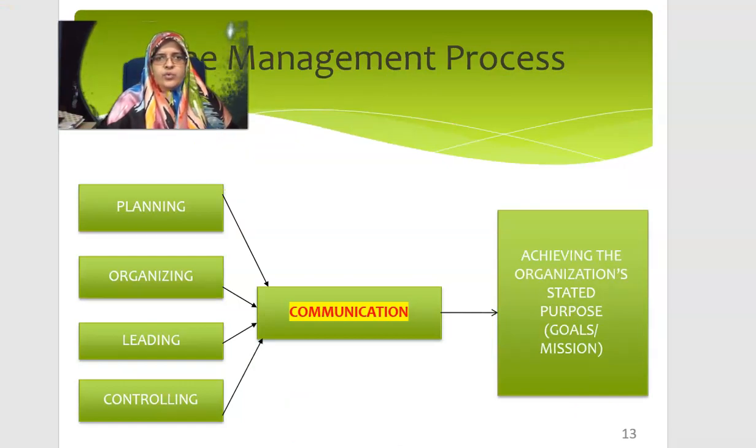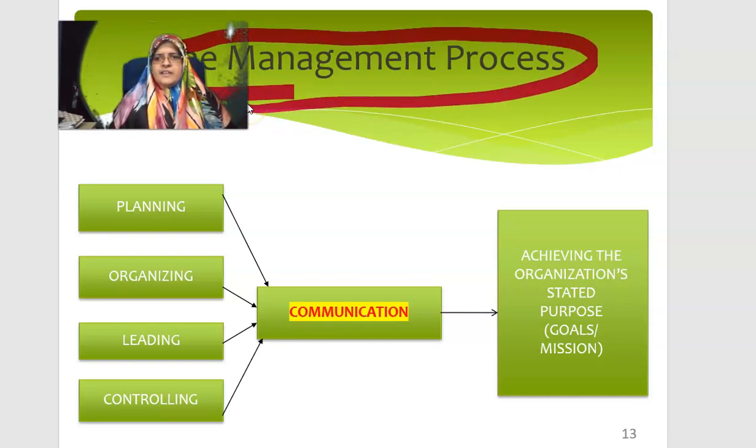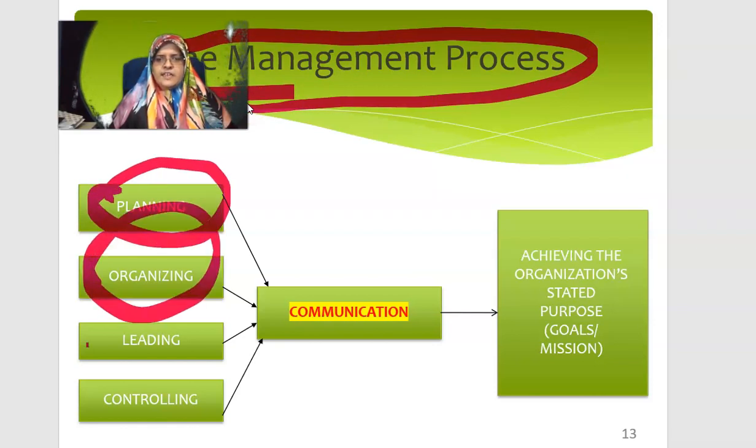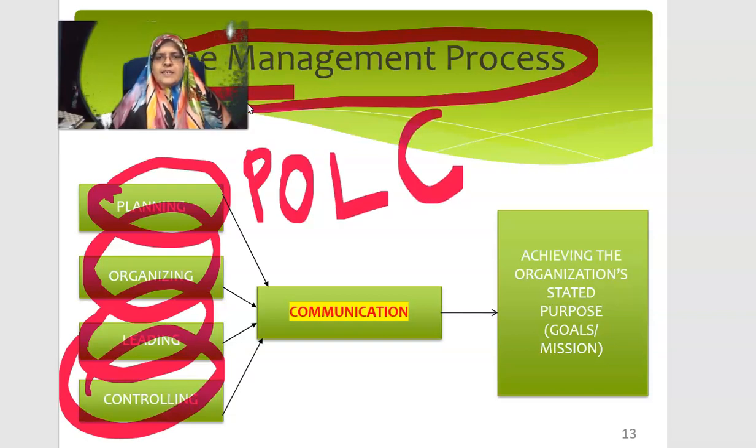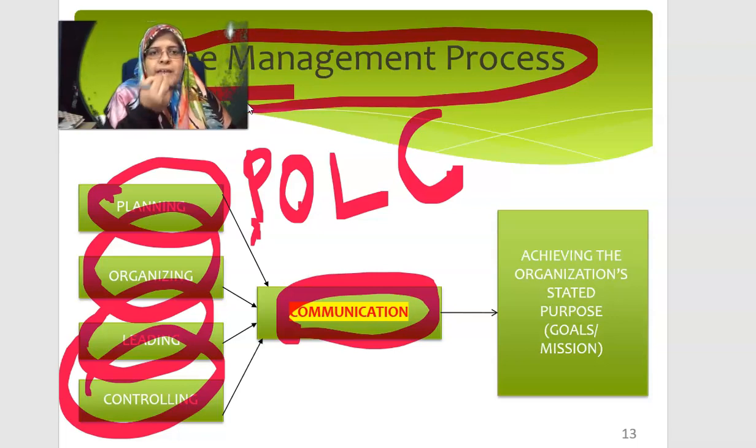Now we are going to look at the four keywords that we have been mentioning before. This is what we call the management process. We have planning, organizing, leading, and controlling. All of these are POLC: planning, organizing, leading, and controlling. To carry out all of those, the most important thing is communication.